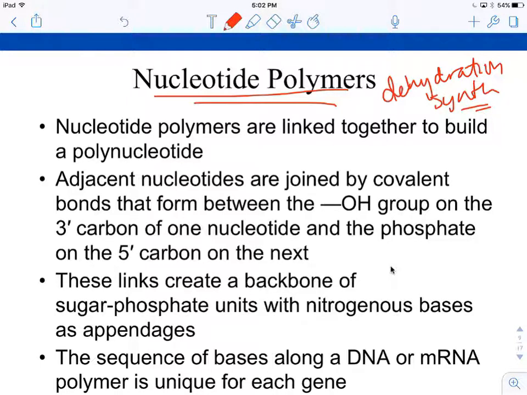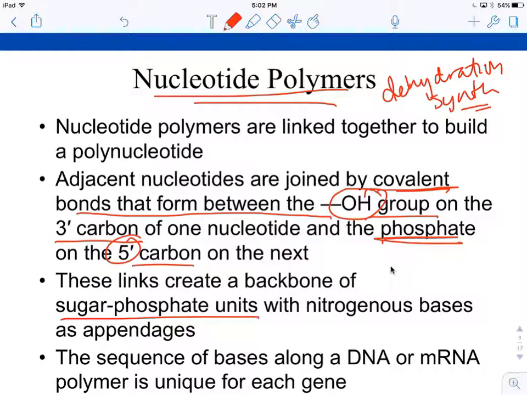So nucleotides are joined by covalent bonds that form between the hydroxyl group of the 3' end of one nucleotide and the phosphate group on the 5' carbon of the next. These links create that backbone that we had a couple slides back of sugar phosphate units, and the nitrogenous bases kind of stick out in the middle. The sequence of the bases along the DNA or the RNA polymer is unique for each gene, so the order of the bases. And that's what gives us our, well, everything, actually.